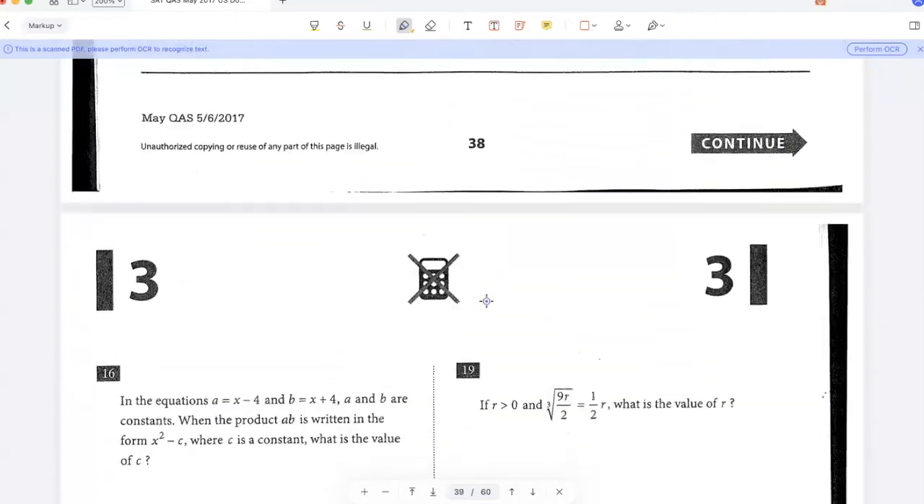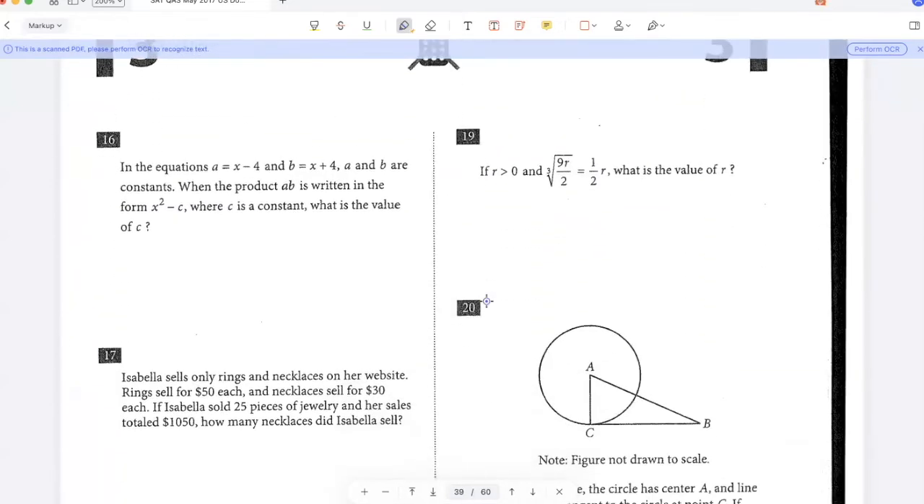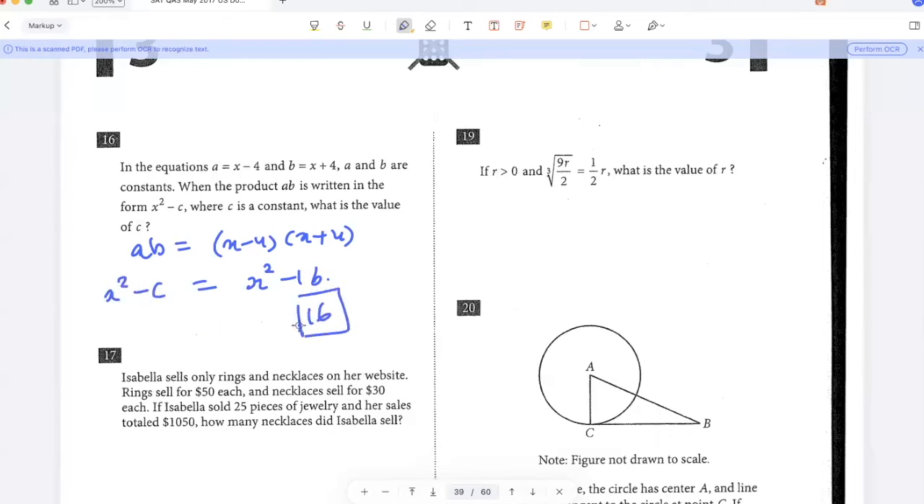Okay, grid questions. In the equation, A and B are constants. When the product AB is written in this form, where C is a constant, what is the value of C? Okay, so AB is (x minus 4) times (x plus 4), which is x squared minus 16, A squared minus B squared. And that is equal to x squared minus C. So C has to be 16.